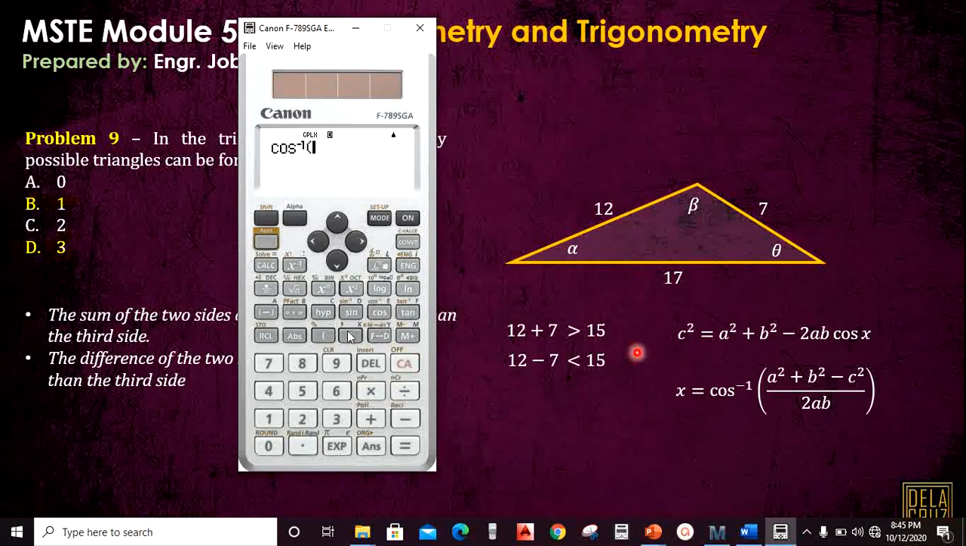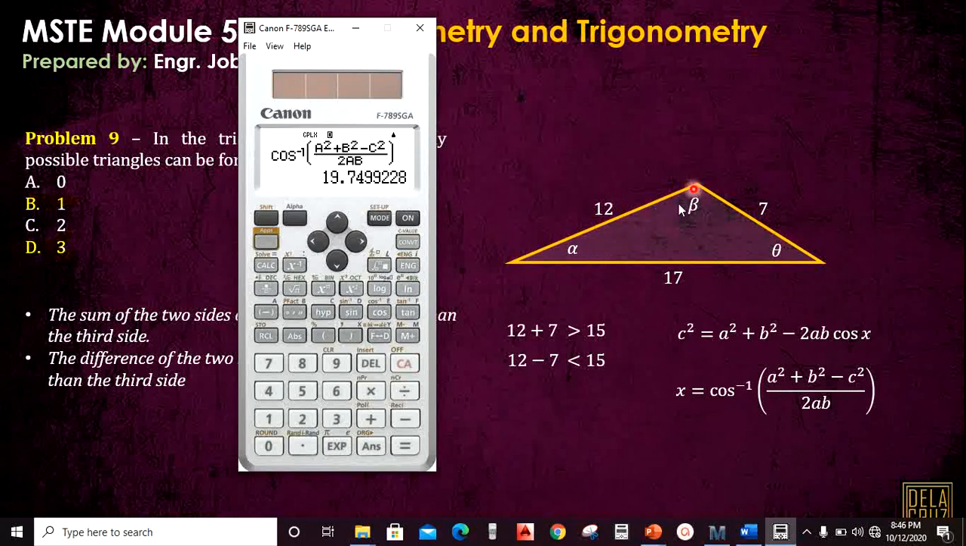So, shift cosine, a squared plus b squared minus c squared, divided by twice of AB. Okay, so to use this formula, dapat tatandaan lang natin that the C dito is the opposite of the angle na kukunin natin. If we will calculate the angle alpha, then our C here is 7. Okay, para hindi tayo malito dito. So, calc, then A is kahit saan sa kanila, 12, then 17. Then, again, yung C is yung opposite sa angle natin. That is 7. Now, automatically, yung A is yan.